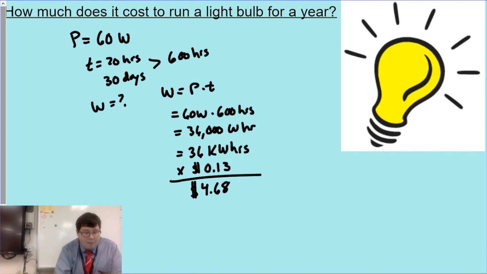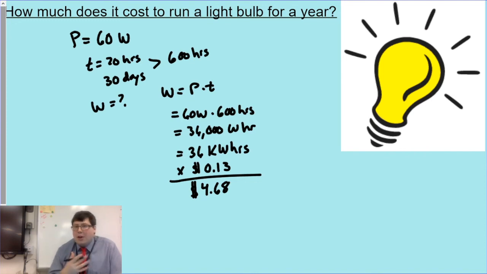So next time I'm in an argument with my wife about how much I'm leaving the lights on, I'm going to slip her a $5 bill and say that's going to run my light bulb for an entire month, 20 hours a day. You try that at home too, see if it works for you. I can almost guarantee you it won't work for me.